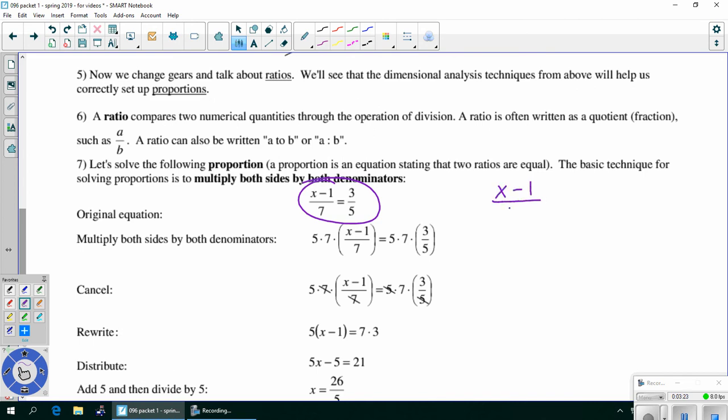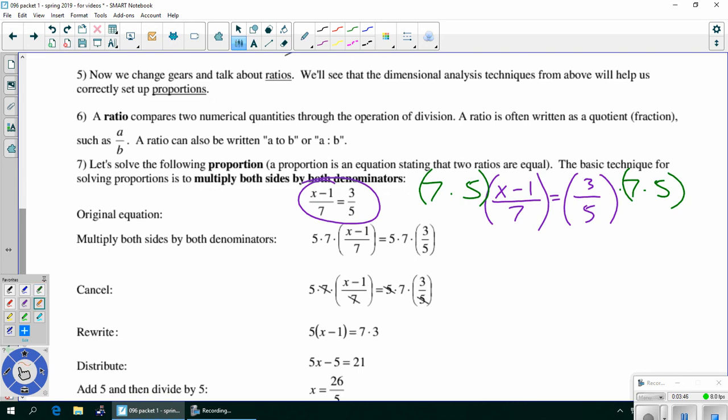This is written out. I'm just going to write a tiny bit, just this first step here. We're going to multiply both sides by both denominators. So the denominators I see are 7 and 5. We're going to multiply the left-hand side by 7 and 5, the right-hand side by 7 and 5. I'm going to go ahead and throw parentheses around these. It's not necessary in this case, but I'll put it. And then we're going to cancel.